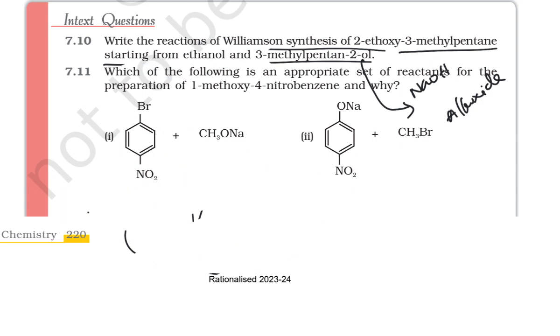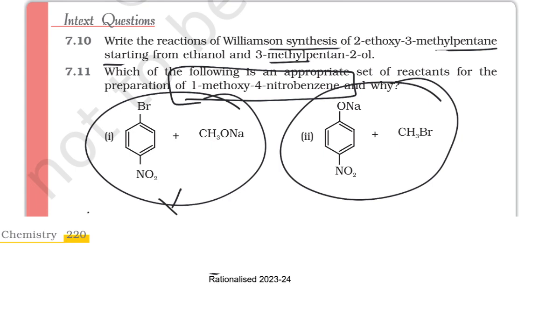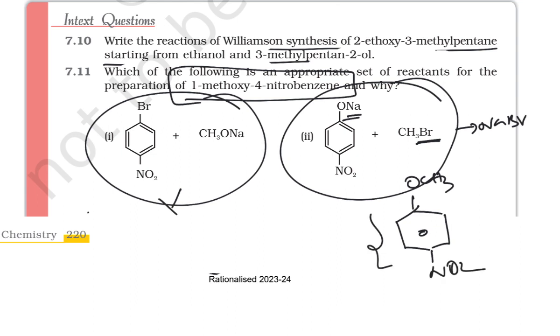Next I go for the question: which of the following combinations is going to form 1-methoxy-4-nitrobenzene? Obviously both might look like they form it, but this one is more favorable. So Na and Br get eliminated as NaBr. Then the product formed is OCH3 and NO2. Clear? Right.